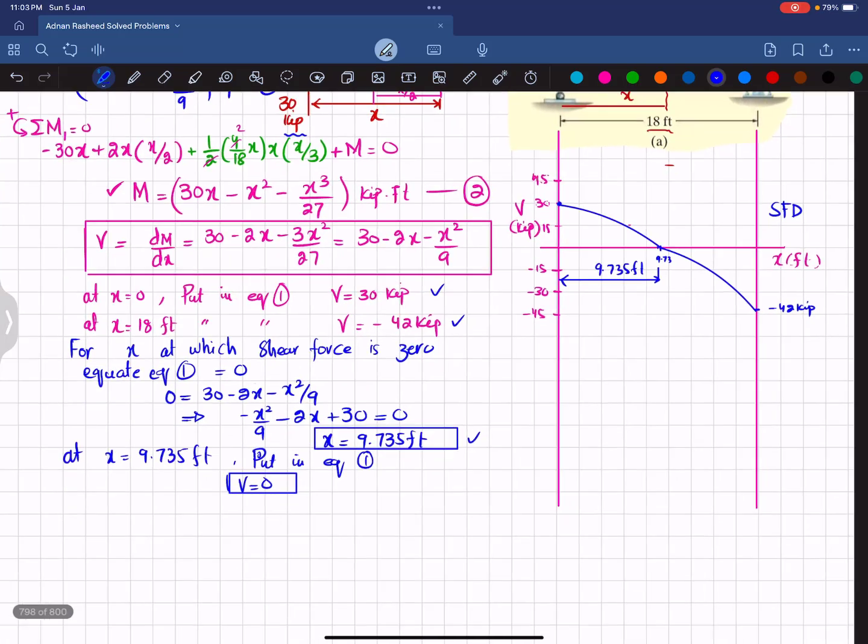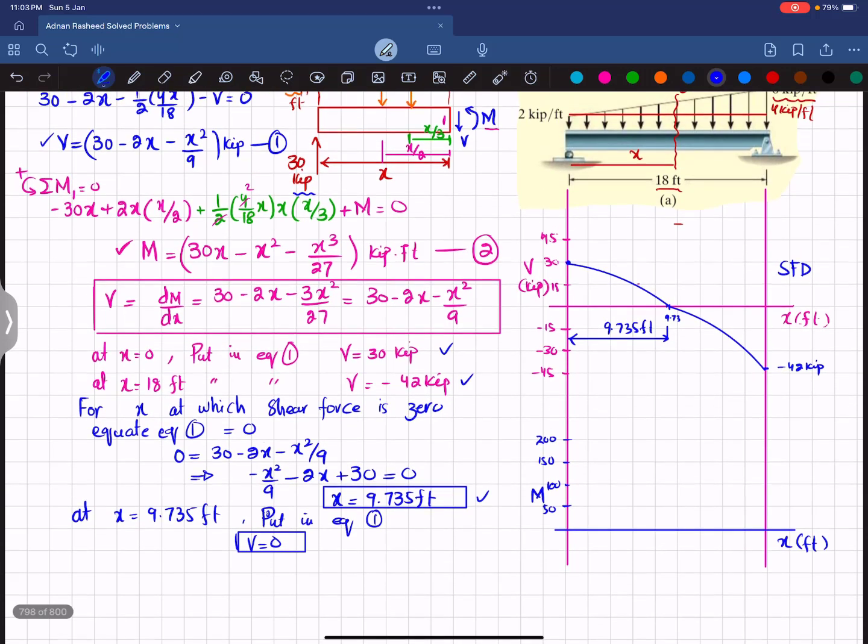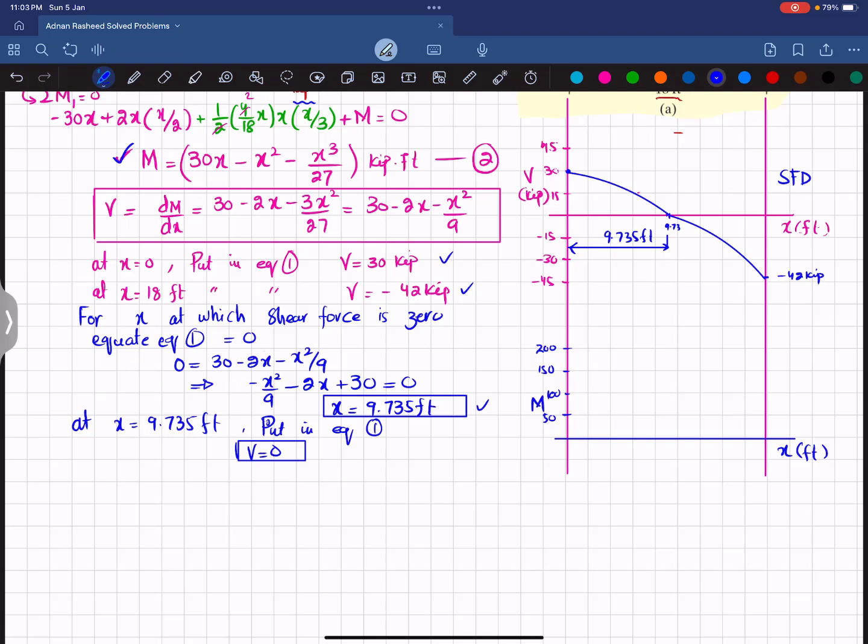Now we'll move toward the bending moment diagram. For the bending moment diagram I will draw a horizontal line for x in feet, and on the y-axis you will have the moment, and let each division be 50: so 50, 100, 150, and 200. We have the equation for the moment. For x is equal to 0, all the terms will be 0, so the moment will be equal to 0.